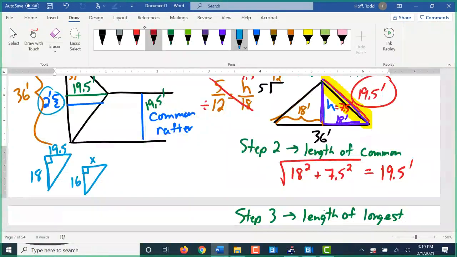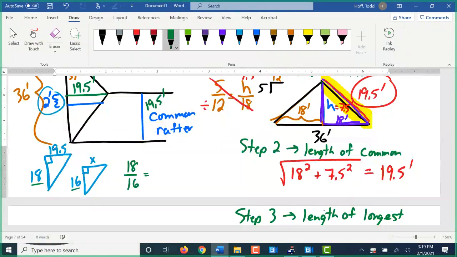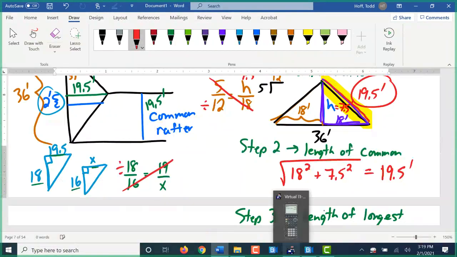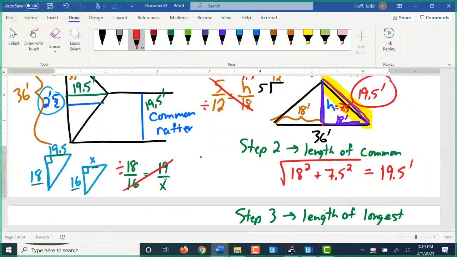So now 16 goes to X as 18 goes to 19.5. Cross multiply and divide to get that X is 17.333. We're going to go to 3 decimal places on these.